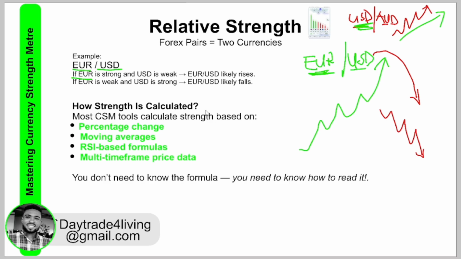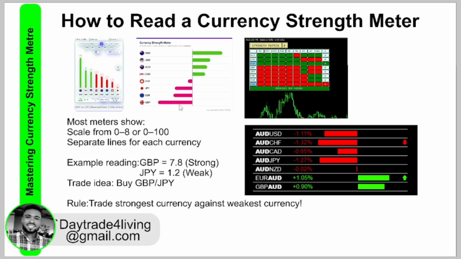So the currency meter actually takes the percentage change, it takes the moving averages of all of them, it takes the RSI based formulas, and then it takes the multi-time frame price data, and it does its own calculation. You don't actually need to worry yourself on how to read it, but at least you must understand how the currency trend meter actually works. Okay, what we call relative trends. You must actually understand how it works.